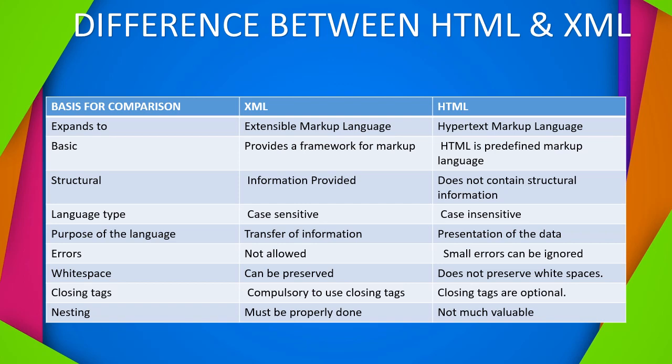And we must compulsorily close the tag. If it is open, we must close it in XML. In HTML, there is no such rule. Some tags are also available in HTML without closing. For nested tags, root, then child: first the inner child we have to close, next the root tag should be closed. This must be compulsory in XML, but in HTML it is not necessary.